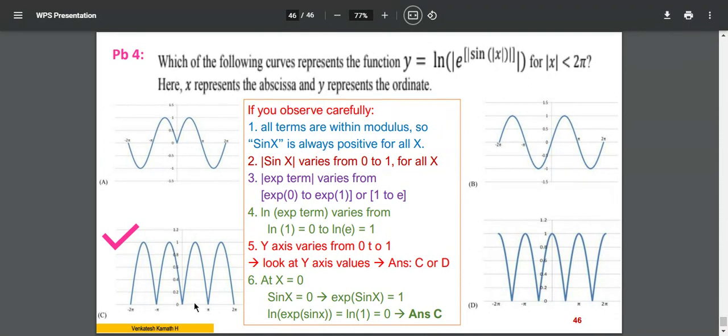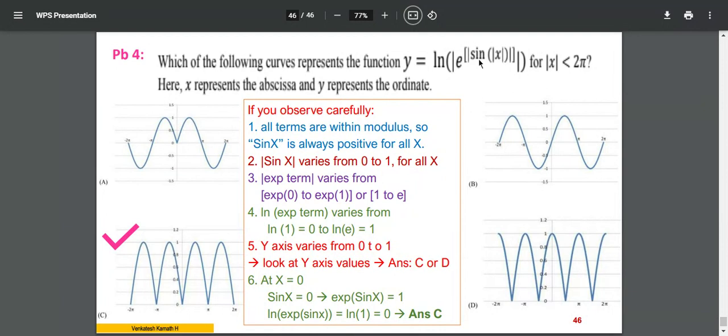Now, if you come by another route, that is, if you observe that intersection, this is at x is equal to 0. If you want to find out, when x is equal to 0, sin x is 0, e power 0 is 1, ln of 1 is 0. You will say that when x is equal to 0, y is 0. You can evaluate that without doing all this. Step number 1 to 5. You can say that when x is equal to 0, keep on substituting.